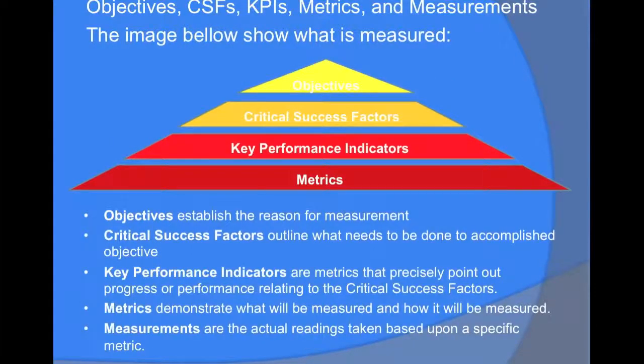The objectives for IT service management are to establish the reason for measurement. The critical success factors highlight what has to be done in order to complete the objective. The key performance indicators are metrics that precisely point out progress or performance relating to the critical success factors. The metrics demonstrate what will be measured and how. And the measurements are the actual readings taken based upon a specific metric.